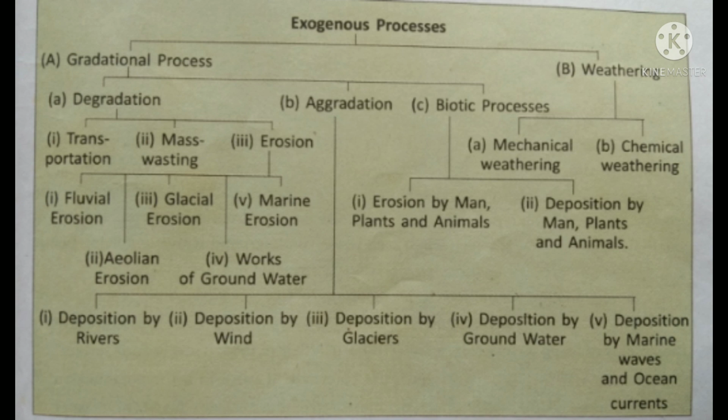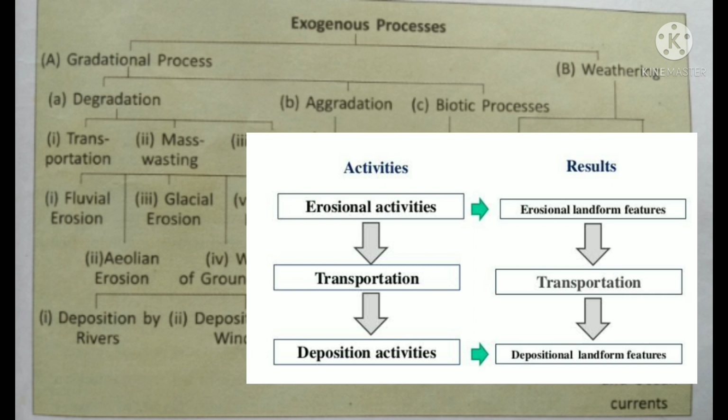The first one is the transportation process. That means materials are transported, or carried, from one region to another region through different types of agents. I already gave you an example of this type of transportation. So for transportation, remember that all the eroded material is carried by the agents to another region.